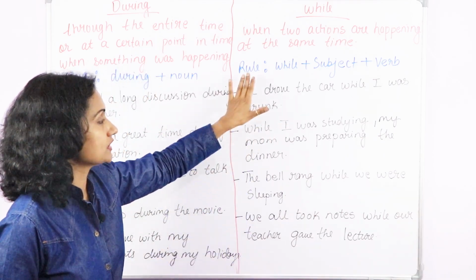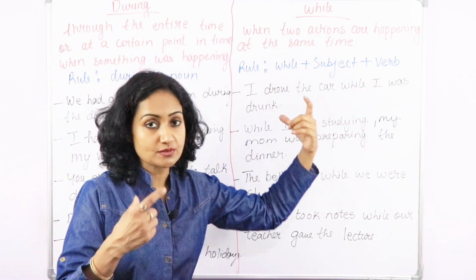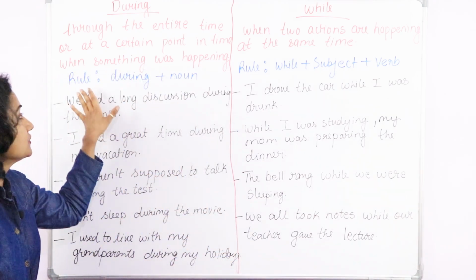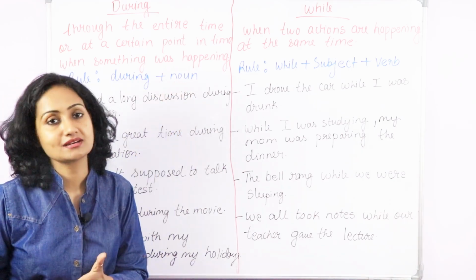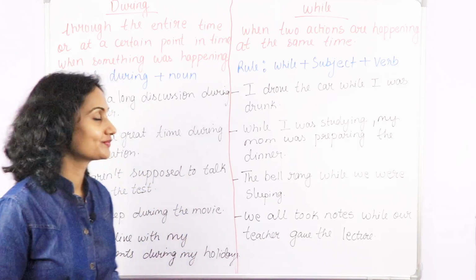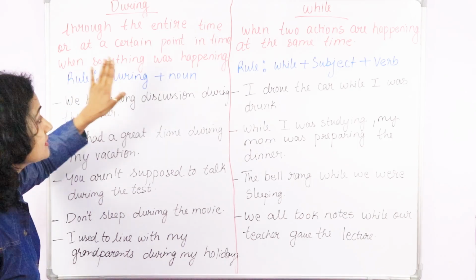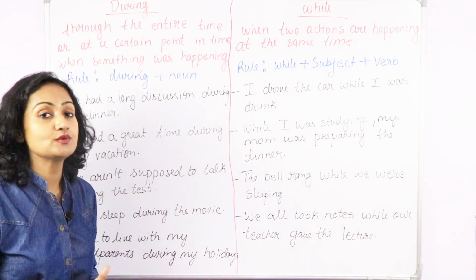Now let's look at the structure. The structure is while plus subject plus verb. So subject plus verb means a clause or a sentence. And here the rule is during plus noun. So it's always a noun that comes after during. So first let's start with during. Through the entire time, or at a certain point in time when something was happening, then we use during.